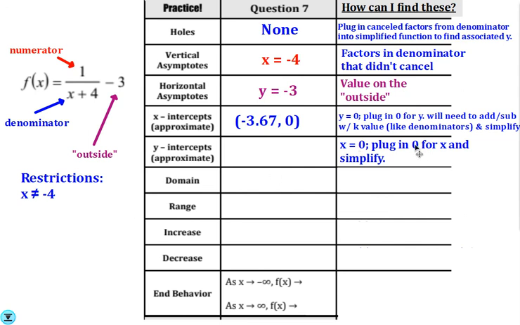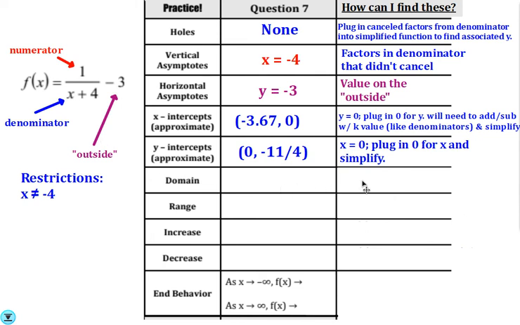Your y-intercept is a little bit easier. X equals 0, so you're going to plug in 0 for x and then simplify. So in this case, 1 over 0 plus 4 would be 1/4, minus 3, and we're going to end up getting -11/4 once you get like denominators again and combine like terms.